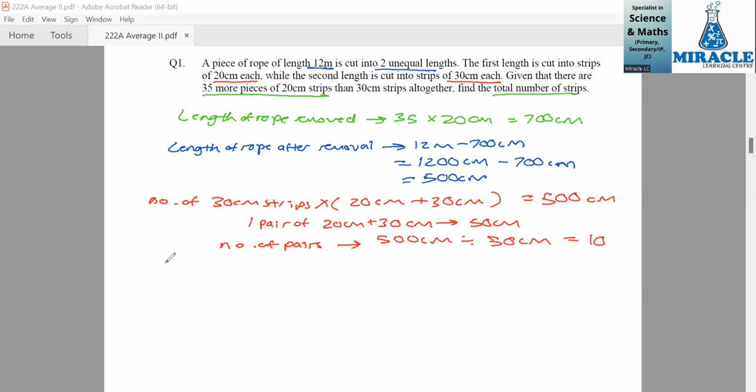So the question wants to know the total number of strips. And this would be number of 30 cm strips, which is 10, plus number of 20 cm strips, which would be 10 plus 35. And this gives us 55. So this is your final answer.